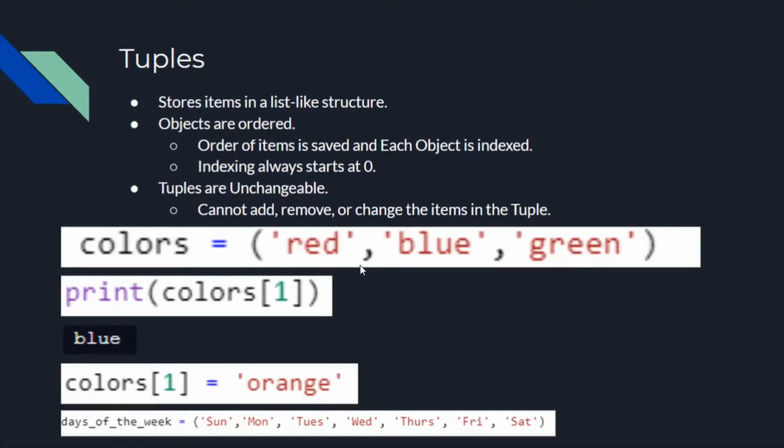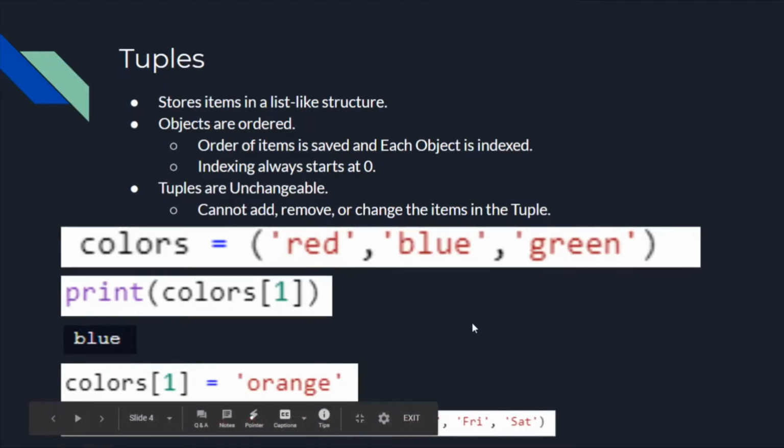And also, like lists, tuples store their items in a list-like structure. And all of the objects inside of this list-like structure are ordered. So what this means is that the order of the items inside of this data structure is saved, and each object has its own individual index. And what's important to remember is that indexing always starts at 0.